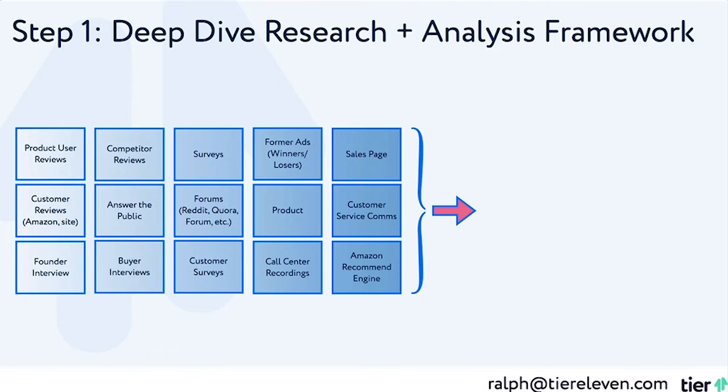So utilizing all these 16 elements, we'll then get a very good picture of who the avatar is, what the messaging should be, as well as the pains and the desires of those markets. And it helps us formulate messaging. This is just rough messaging at this point from all of this deep dive research. So this deep dive research typically takes us about 2 weeks. This is not a short process.